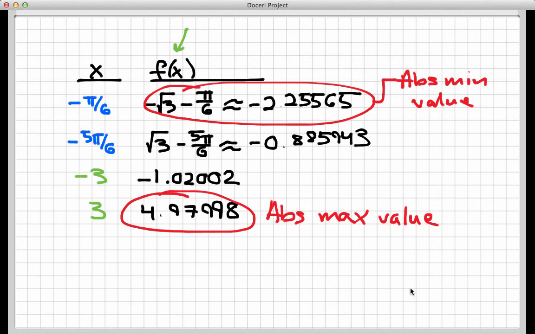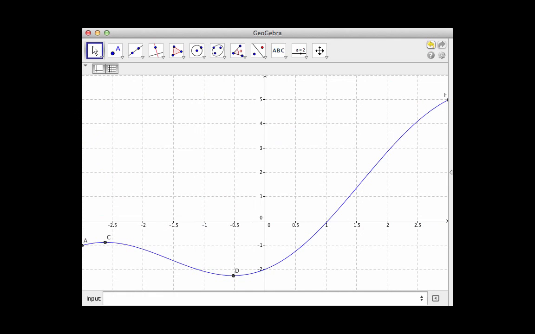Now, just to put the finishing touches on this, let's go to GeoGebra or a graphing tool of your choice and plot this function f on the interval from negative 3 to 3, and just reality check that we are getting the correct answers here. So here in the blue is the plot of f of x equals x minus 2 cosine x, and I've put points at the 4 places we're interested in. Points A and F are at negative 3 and plus 3 respectively, and D is at negative pi over 6, and C is at negative 5 pi over 6.